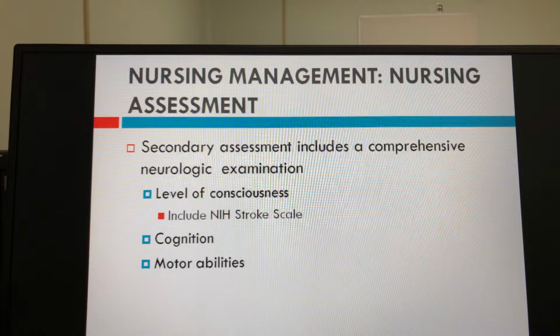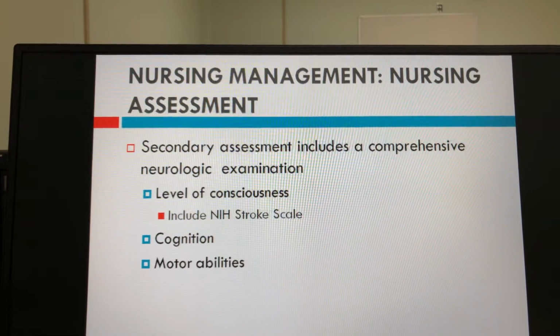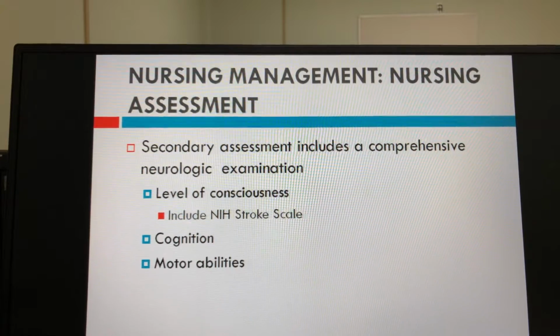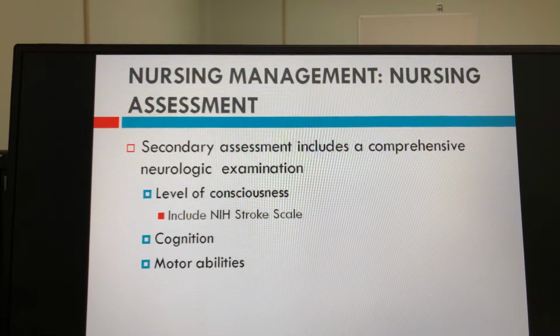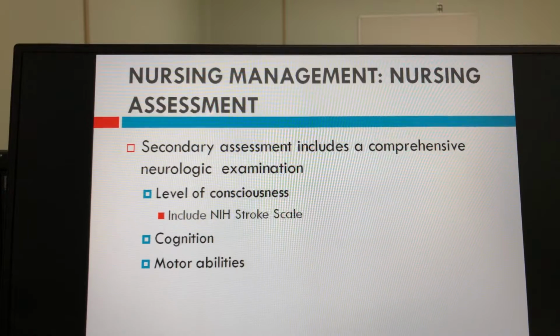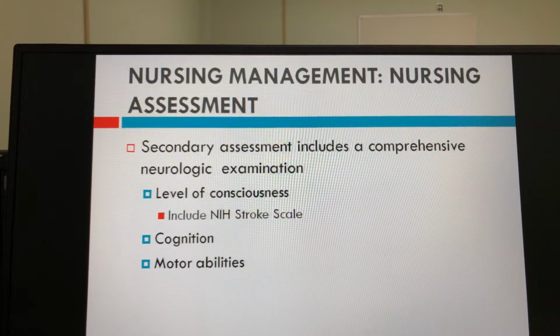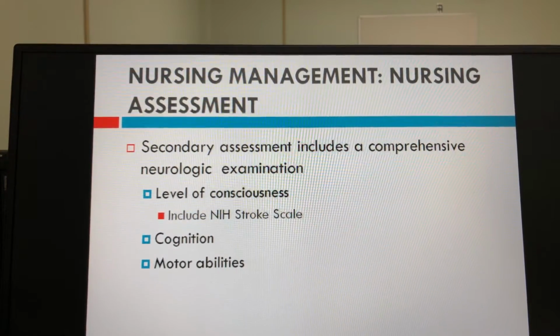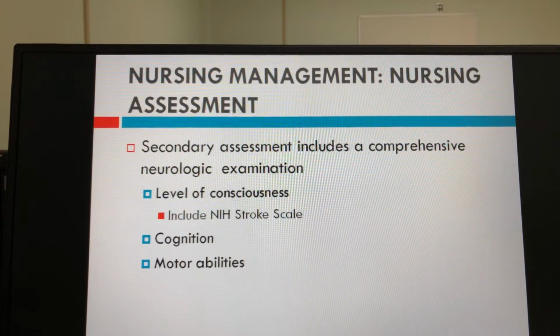In the secondary assessment, that includes the comprehensive neurologic exam. And again, when we start off with the basics of a neuro exam, we are utilizing the Glasgow Coma Scale. And we look at the level of consciousness, and they do have what they call the NIH stroke scale. We want to look at cognition as well as motor abilities.